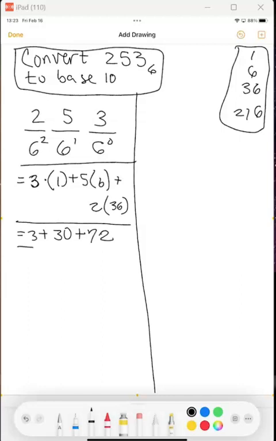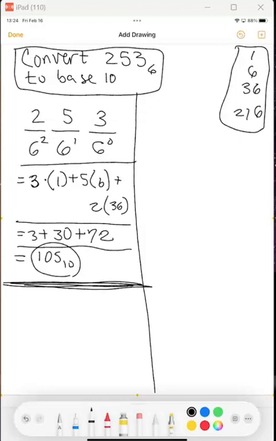Do I do that right? Yeah. And then what does that equal? And again, just want to make note, this is all base 10 work we're doing right now, right? Because I can do that in my head more easily than I can do base 6. So 72, 102, 105, I believe, base 10. 105 base 10, if I did everything right.